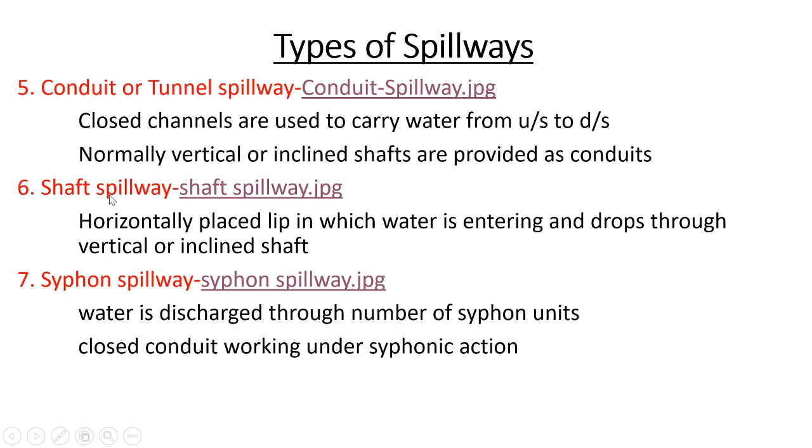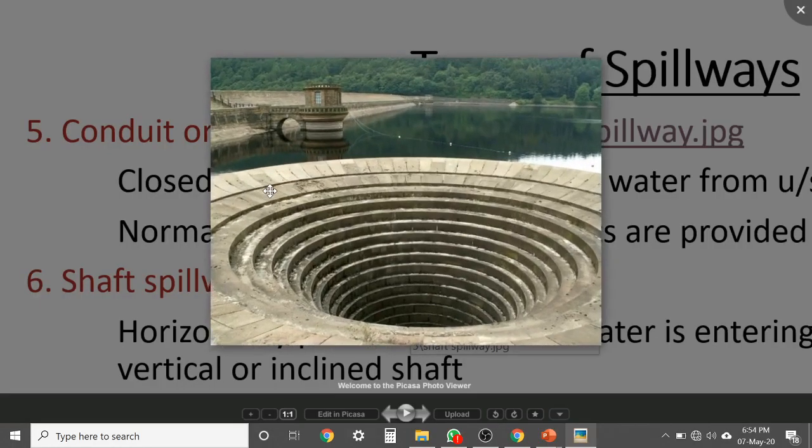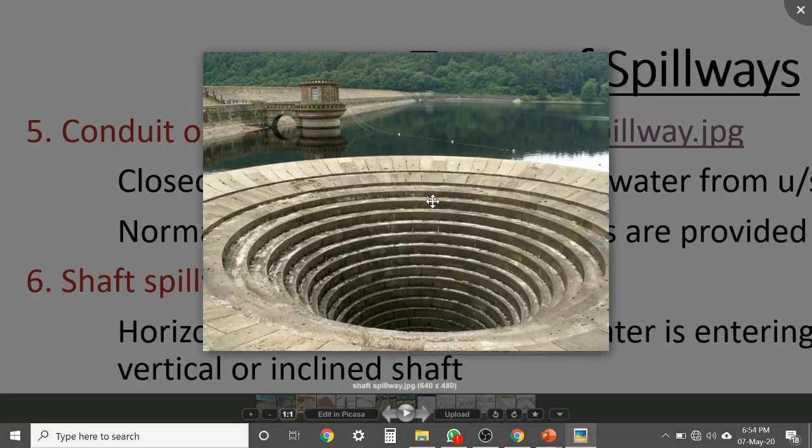Next one, sixth one is shaft spillway. It is a horizontally placed lip in which water is entering and drops through the vertical or inclined shaft. Actually, this shaft spillway and conduit spillway are almost similar. The difference is that the shaft spillway is having a shaft shaped horizontally placed lip. Let's see the shape of a shaft spillway.